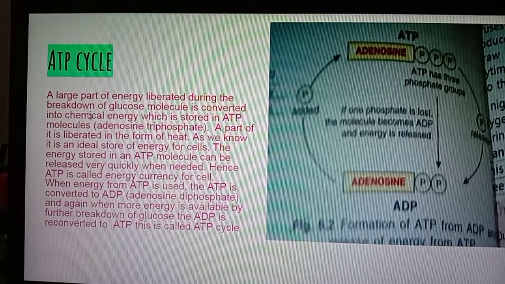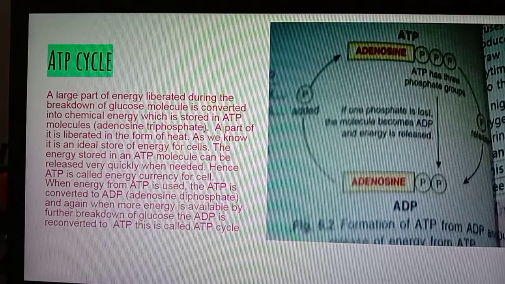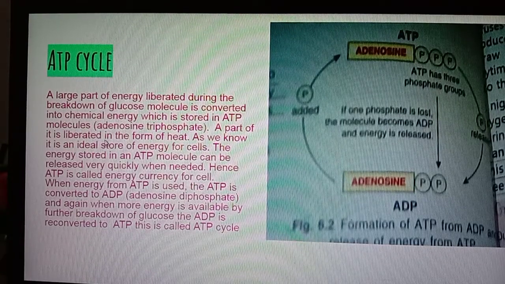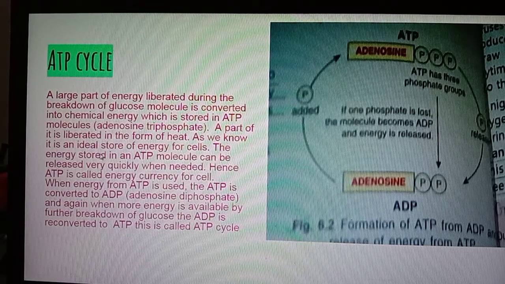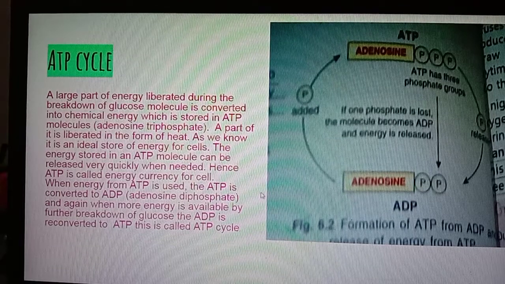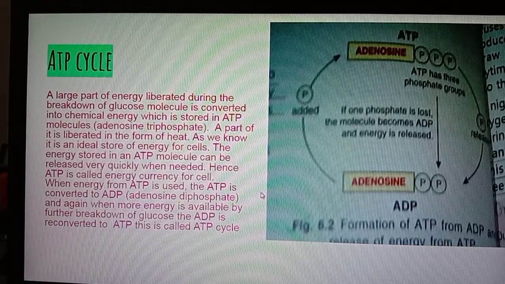ATP's full form is adenosine triphosphate. A part of the ATP molecule's energy is liberated in the form of heat. As we know, it is an ideal store of energy for the cell. The energy stored in an ATP molecule can be released very quickly when needed. Hence, ATP is called the energy currency of the cell. Means whenever we need energy, very quickly an ATP molecule gives us energy. And this process of giving energy is the ATP cycle, which we'll study.